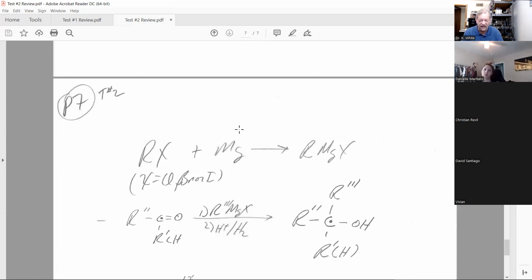If you take an alkyl halide, react it with magnesium, you get a Grignard reagent. Remember, the magnesium is bonded to the carbon with the halogen, and the halogen is bonded to the magnesium. If you put the halogen first and the magnesium second, that doesn't exist, that's wrong.